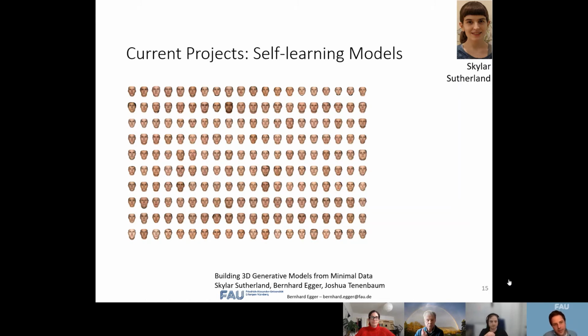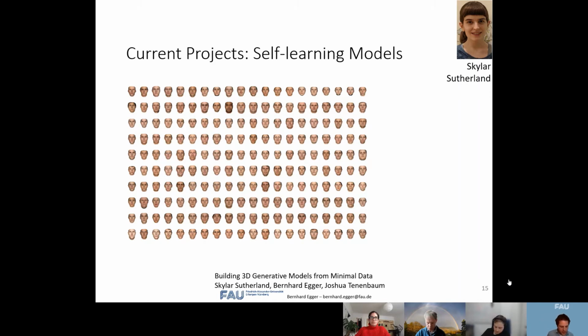Skylar Sutherland worked on a project that might actually be interesting for you because it's motivated from a cognitive science perspective. And one thing we were wondering is that there are researchers that believe that the 3D morphable model might be a computational model for what's going on in the brain, because it's a statistical model. And then the question would be, how could such a model be learned? How could the human brain acquire such a model?